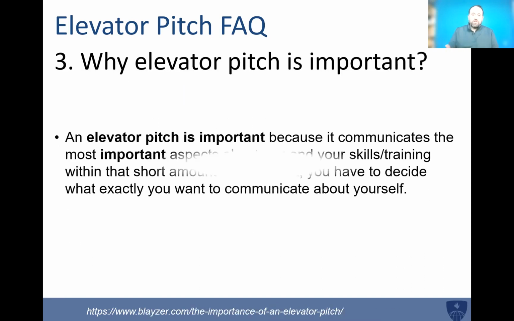A little bit too with, why is an elevator pitch important? Because it can communicate the most important parts about you in a very short amount of time. So it's a good way to showcase your skills, showcase your training. It's a good way to help you decide exactly what you want to communicate about yourself. So an elevator pitch is a sales pitch, but it's also not a sales pitch. It's just a way to inform somebody about who you are and what it is you want them to know about you and what you think are the important things.